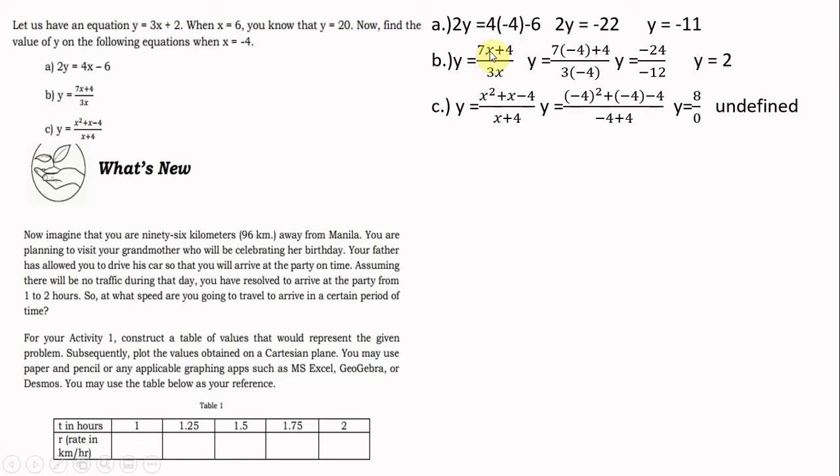Next, letter B. When x is negative 4, substitute: 7 times negative 4 plus 4, and 3 times negative 4. This would be negative 28 plus 4, that's negative 24, over negative 12. The answer is y equals 2. Letter C, substitute negative 4 and negative 4 here. Then evaluate. That's 16 plus negative 4, that's 12 minus 4, that's 8. But negative 4 plus 4 is 0, therefore the answer is undefined.